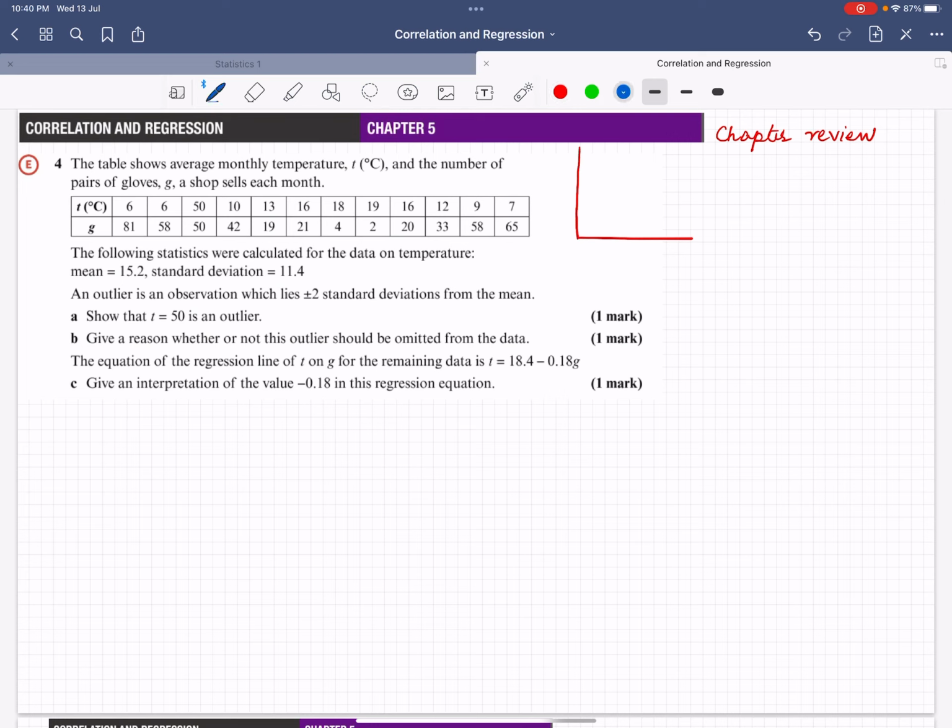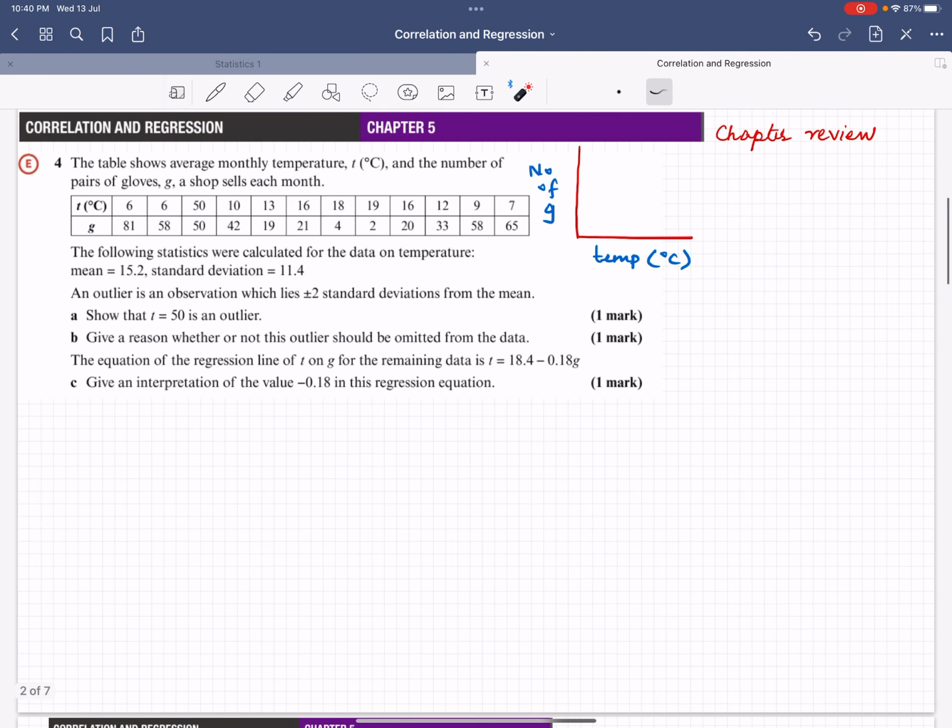We have the temperature on the x-axis and number of gloves G on the y-axis. The following statistics were calculated for the data on temperature. The mean is 15.2 and the standard deviation is 11.4. An outlier is an observation which lies plus or minus 2 standard deviations from the mean. Show that T is equal to 50 is an outlier.